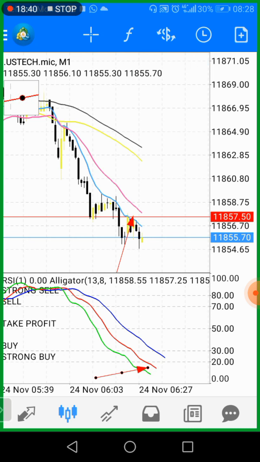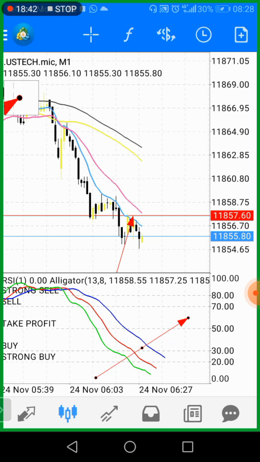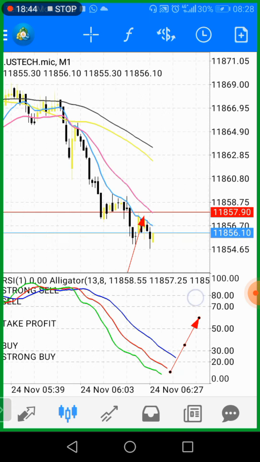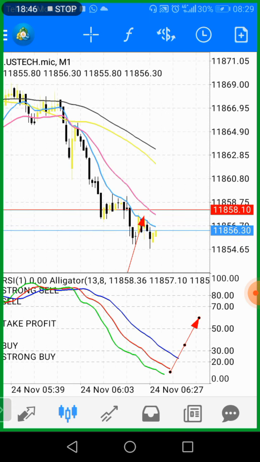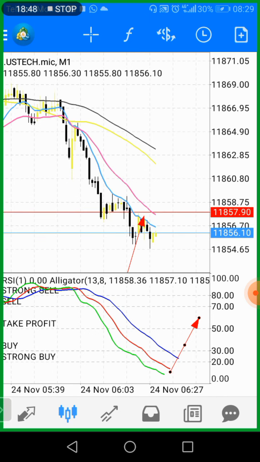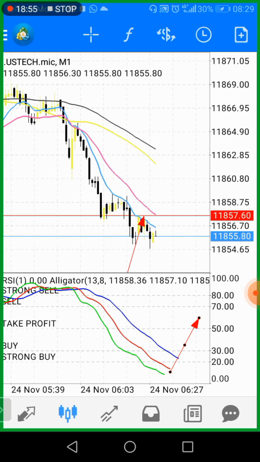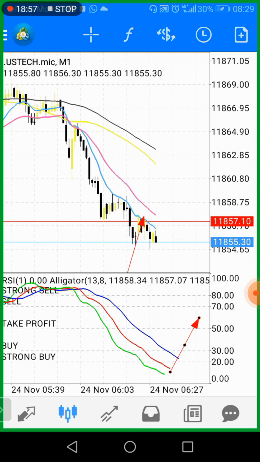And our alligators, they are what? They are oversold, guys. So we might expect those reversals. Those are the simple rules of the strategy, guys. So this is happening now and then.